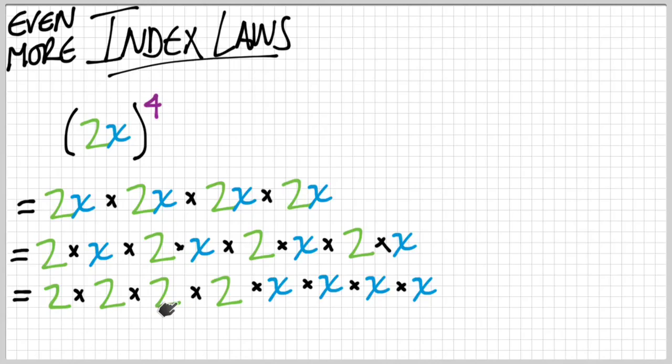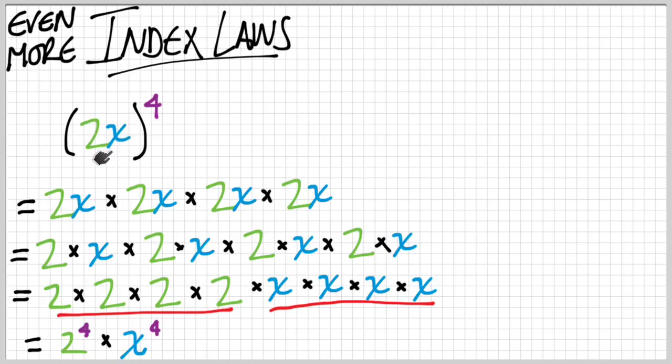Well, 2 times 2 times 2 times 2 is just 2 to the 4th. And x times x times x times x is x to the 4th. So you'll notice here, basically, when we have things being multiplied together in brackets raised to a power, we just end up with each of those two things raised to a power.